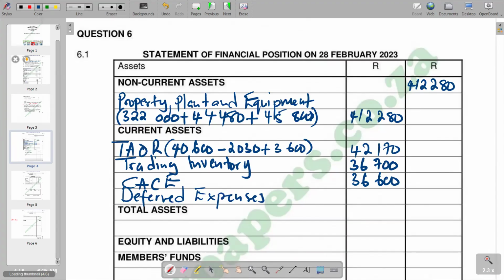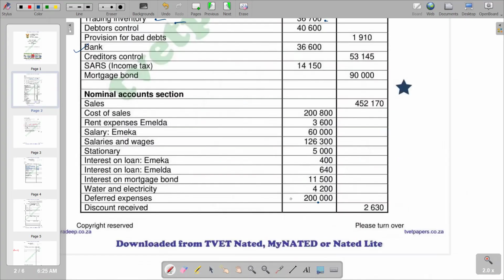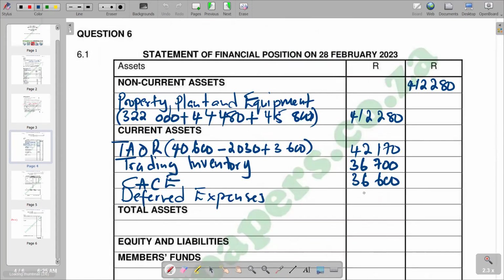Remember the figure that we got is 200,000. So from there, we have exhausted all the current assets. So we need to add. So we are going to close so that we can show that we are adding everything that is inside the box. So we add everything that we have here and the total should come in. So we are saying 32,170 plus 36,700 plus 36,600 plus 200,000. Then the total should come in line with our current assets.